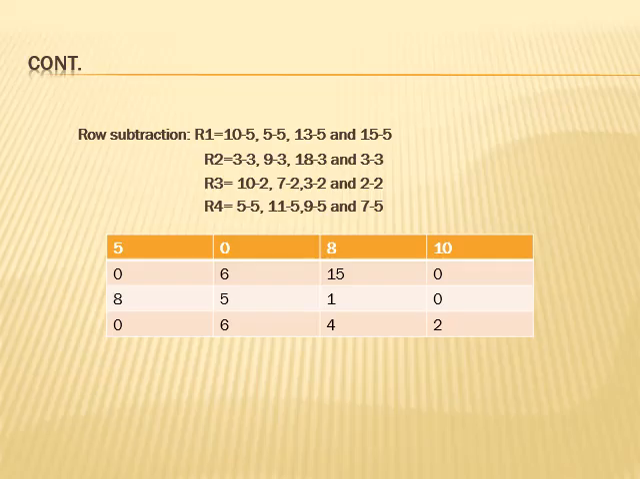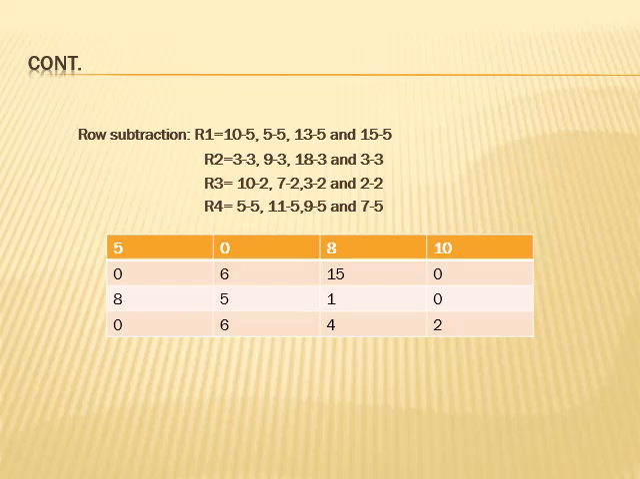Move to the next row, row 3. The costs inserted in this row are 10, 7, 3, 2. The least cost is 2. This 2 should be subtracted from the remaining costs. 10 minus 2, 7 minus 2, 3 minus 2, and 2 minus 2. The result is 8, 5, 1, 0.